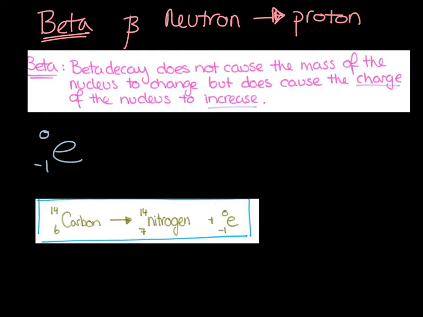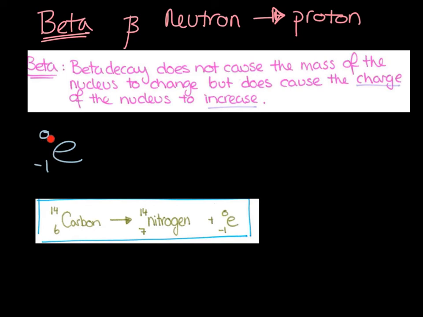So if we now look at beta decay, we've seen this symbol for beta previously. Beta decay happens when a neutron turns into a proton. Now because we've gone from a neutron into a proton, there is no change in the mass of the atom because you've got the same number of neutrons and protons you had before. But what it does mean is that the charge of the nucleus has increased because we've gone from having a neutrally charged particle to a positively charged particle. So beta decay does not cause the mass of the nucleus to change, but does cause the charge of the nucleus to increase. Now, in a nuclear decay equation, we represent a beta particle with this terminology here.